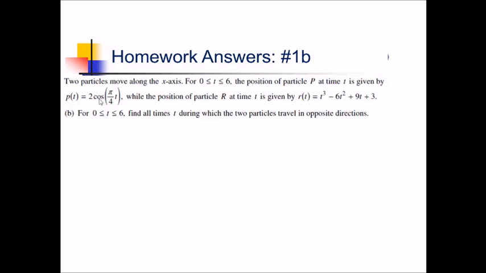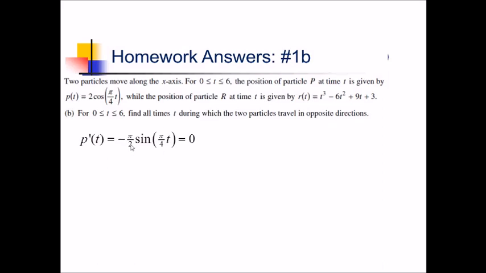So taking my first derivative, p prime is going to be negative 2 sine of pi over 4 t times the derivative of the inside, pi over 4. So that's negative pi over 2 times sine of pi over 4 times t. And I'm going to set that equal to 0 now and solve.